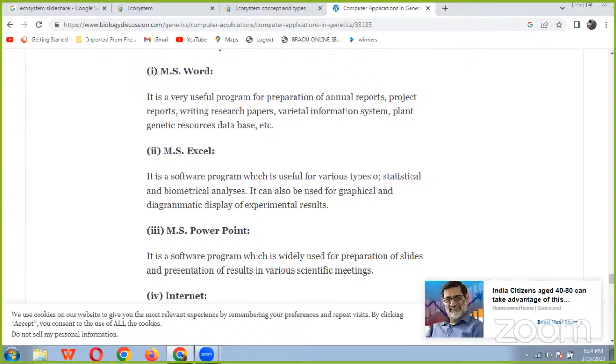Set up the show from the slide sorter: show, page setup, transition. Okay, finally the final slide is the summary of the slides. These are the preparation of the slides.